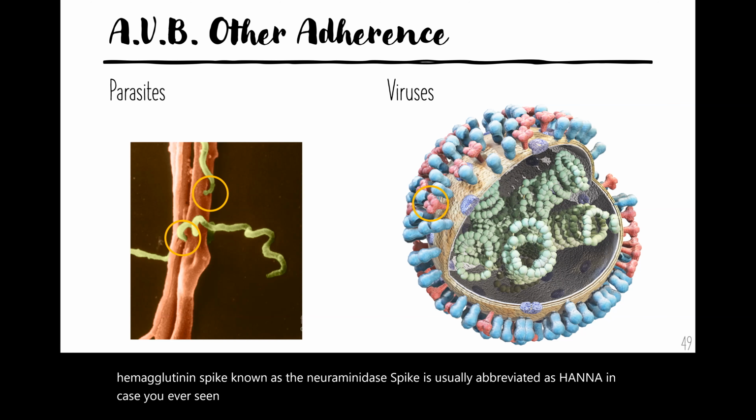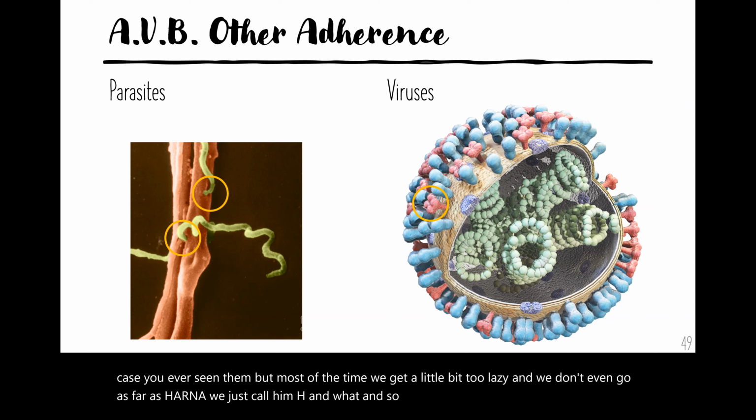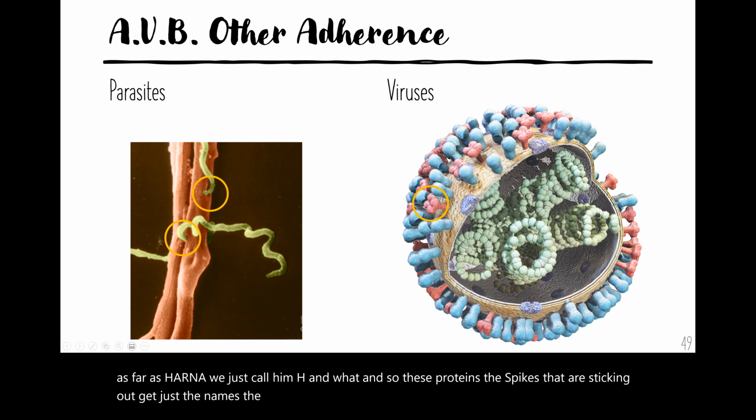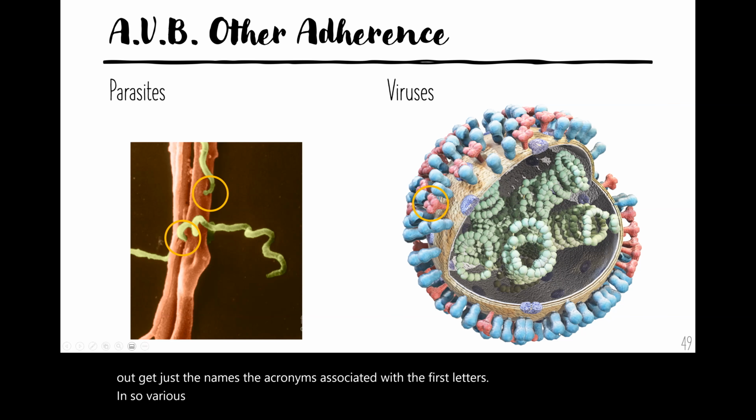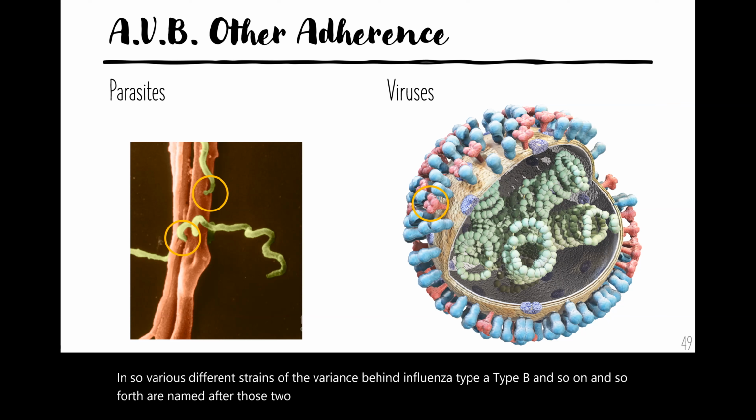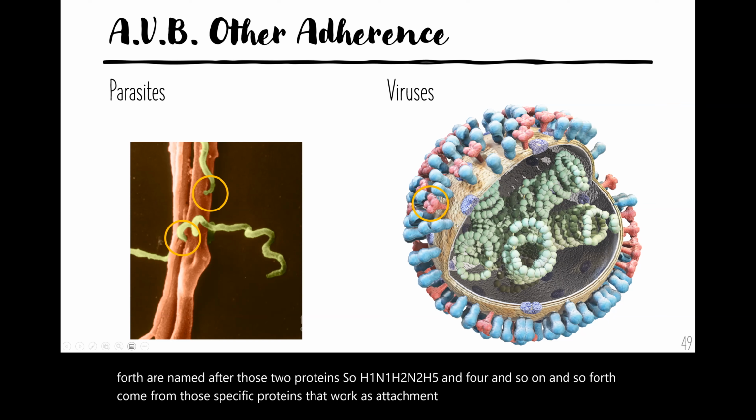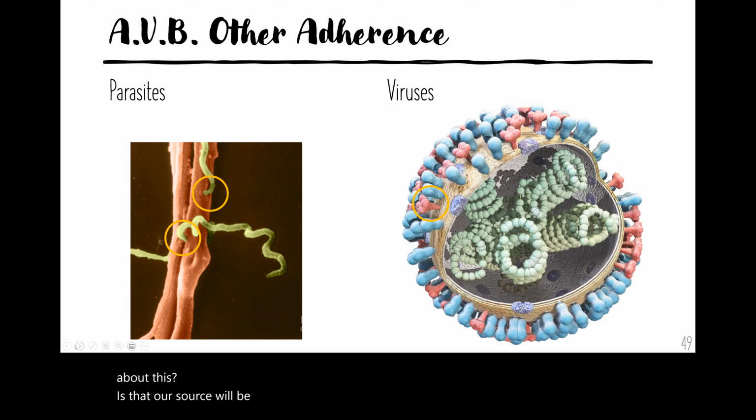But most of the time we get a little bit too lazy, and we don't even go as far as HA or NA. We just call them H and N. So these spikes that are sticking out get the acronyms associated with the first letters. And so various different strains of the virions behind influenza, type A, type B, and so on, are named after those two proteins. So H1N1, H2N2, H5N4, and so on come from those specific proteins that work as attachment points, right? Now, what's interesting about this is that our SARS-CoV-2 has a very similar fashion.